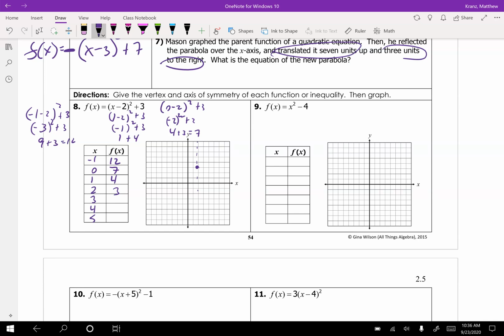All right, so that's how that one works. If we did the other side, we're going to get the same answers. If we use 3, it'll be 3 minus 2 squared plus 3. 3 minus 2 is 1 squared plus 3 is just 4. And we do this, it'll be 7, and this one will be 12. So now we can graph it.